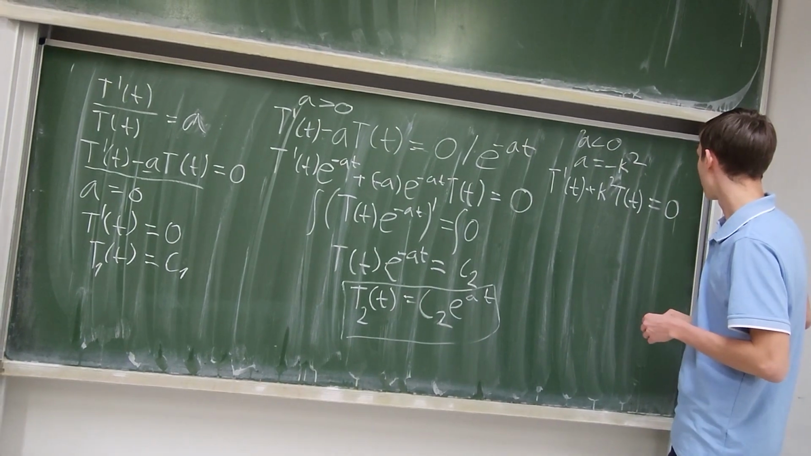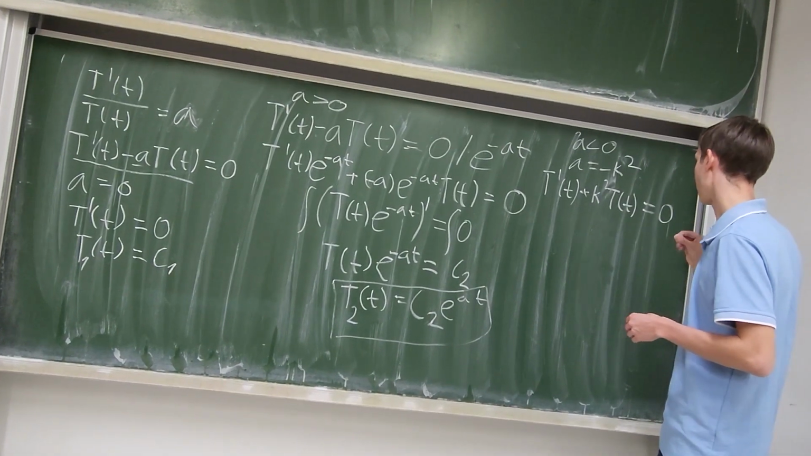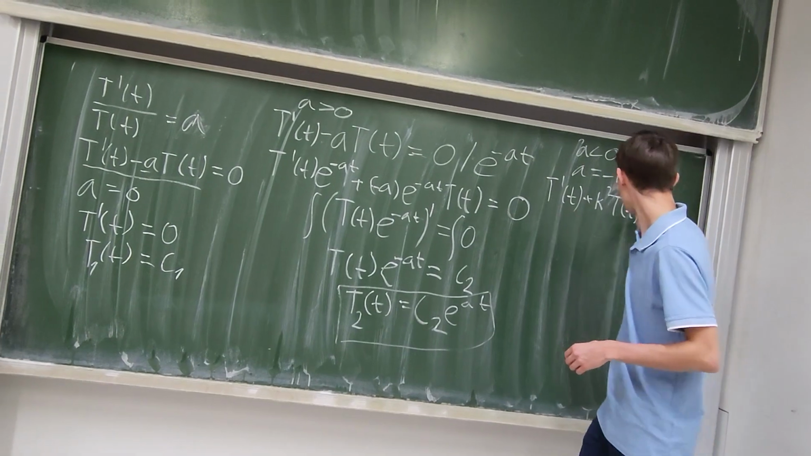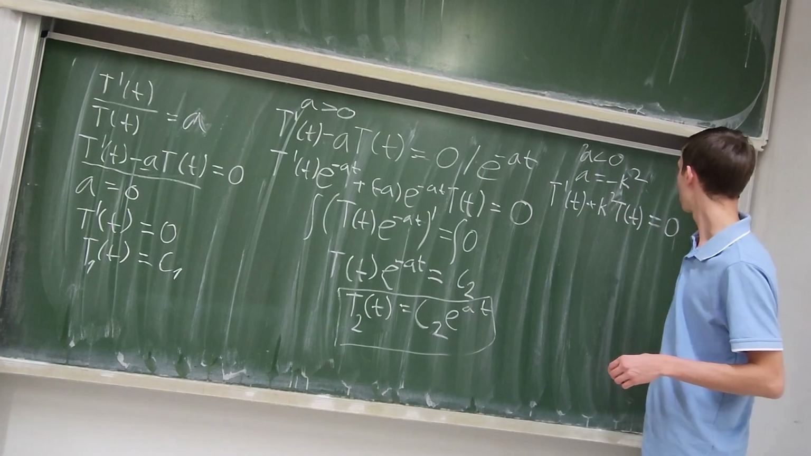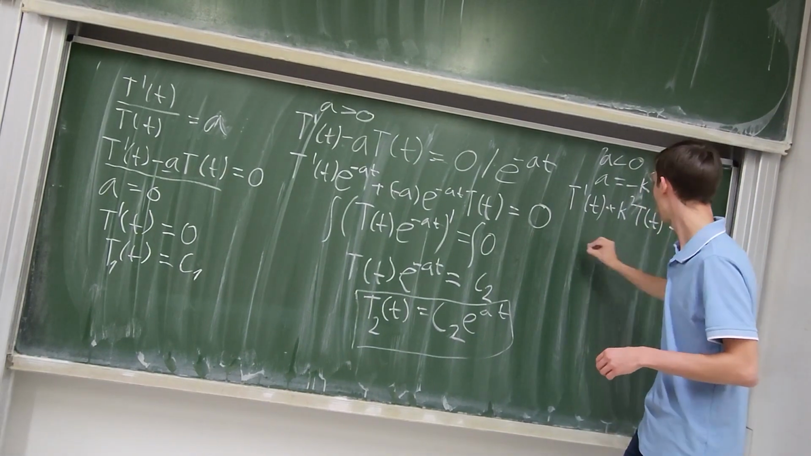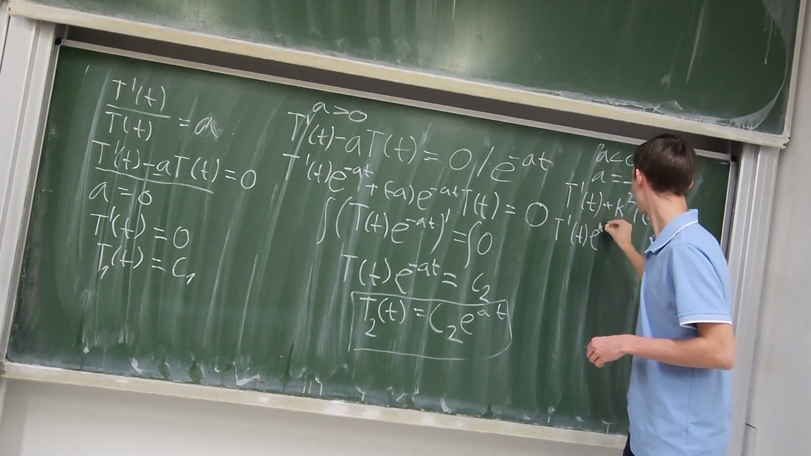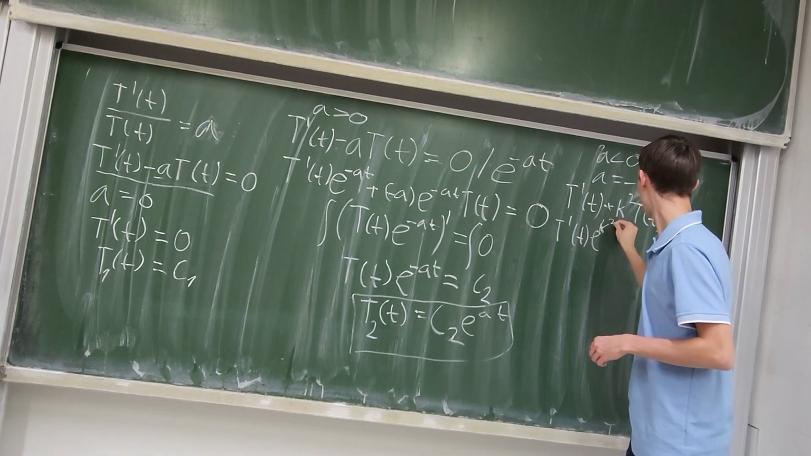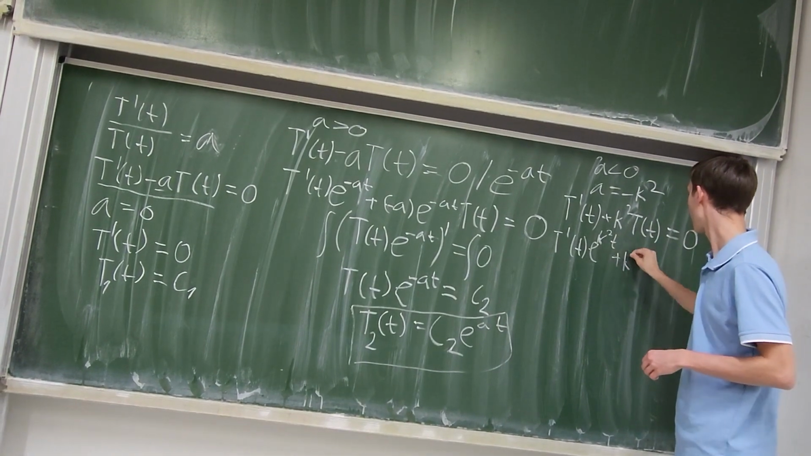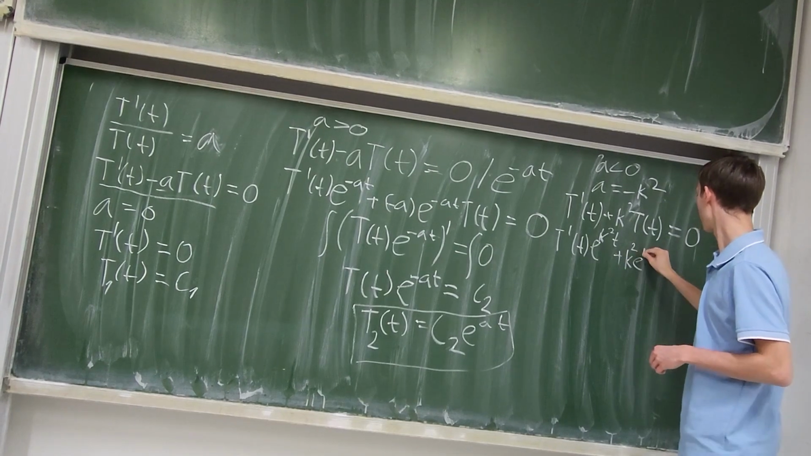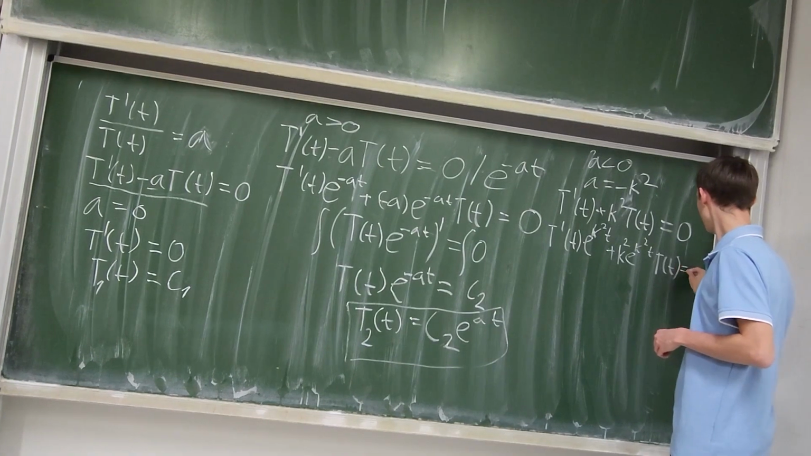It's a matter of an integrating factor in this case as well. So e to the k squared t on both sides. So T prime of t e to the k squared t plus k squared e to the k squared t, T of t equals 0.